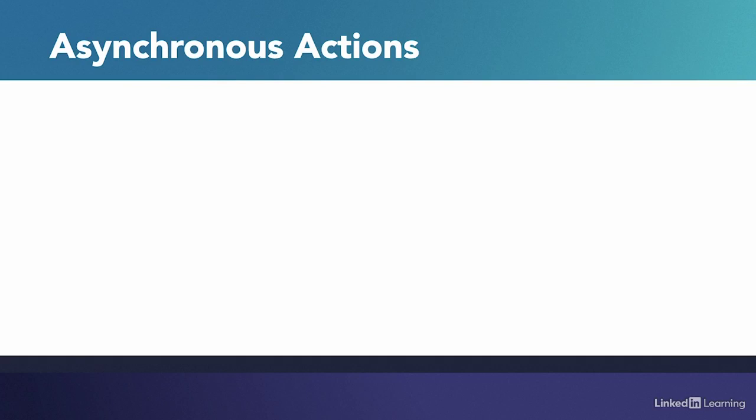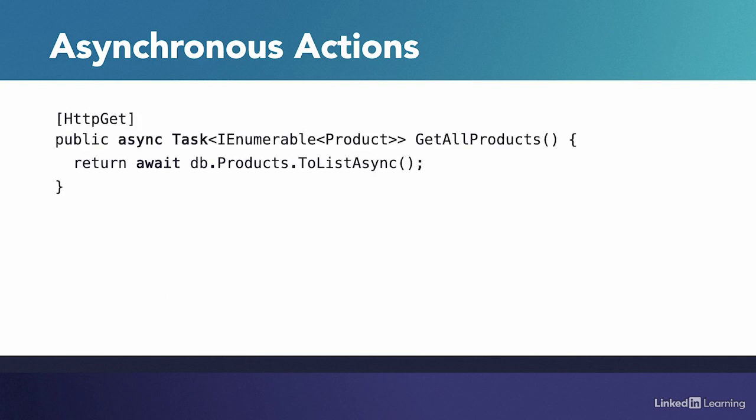And finally, since we are working with the data store so much, we may want to make our actions asynchronous. That's a rather easy task, thanks to what .NET offers us. All we need to do is change the method signature. So instead of public enumerable of product, we can do public async task of enumerable of product, and then use the await keyword, because now we are not using toList but toListAsync.